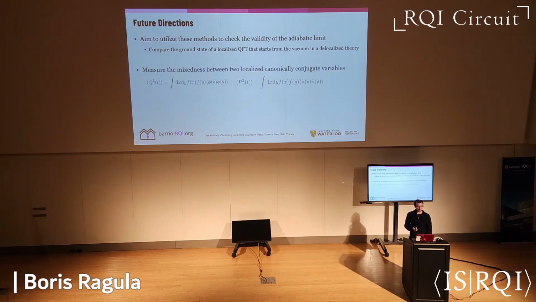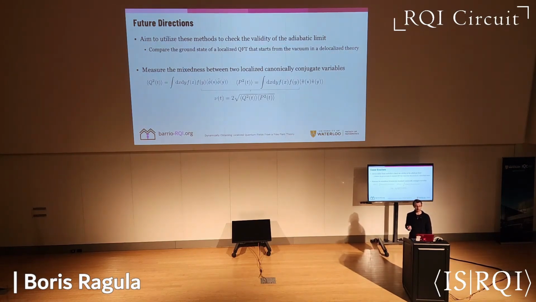We also want to measure the mixedness between any two localized canonically conjugate variables, which we define here. They are also written exactly in terms of the 2-point correlator and the time derivatives of the field in that 2-point correlator. And we can measure the mixedness over time using this expression here.